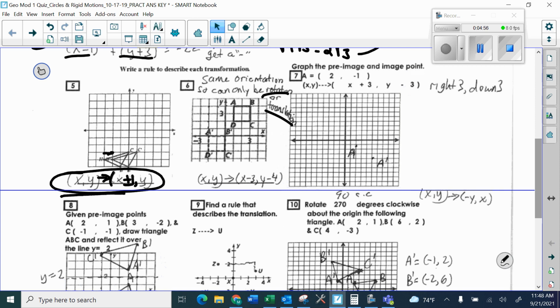We just wrote one over here. Translation rule, this setup. So how do I get there? I just asked myself, how do I get from A to A prime?